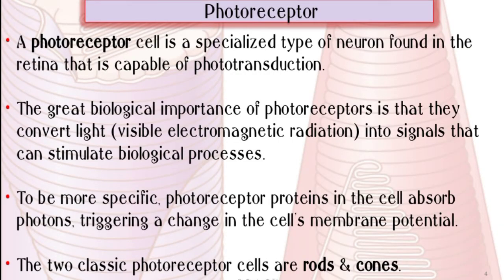Photoreceptors are specialized types of neuron found in the retina that are capable of phototransduction. The great biological importance of photoreceptors is that they convert light into signals that can stimulate biological processes. To be more specific, photoreceptor proteins in the cell absorb photons and trigger a change in the cell membrane potential. Two classic photoreceptors are rods and cones.